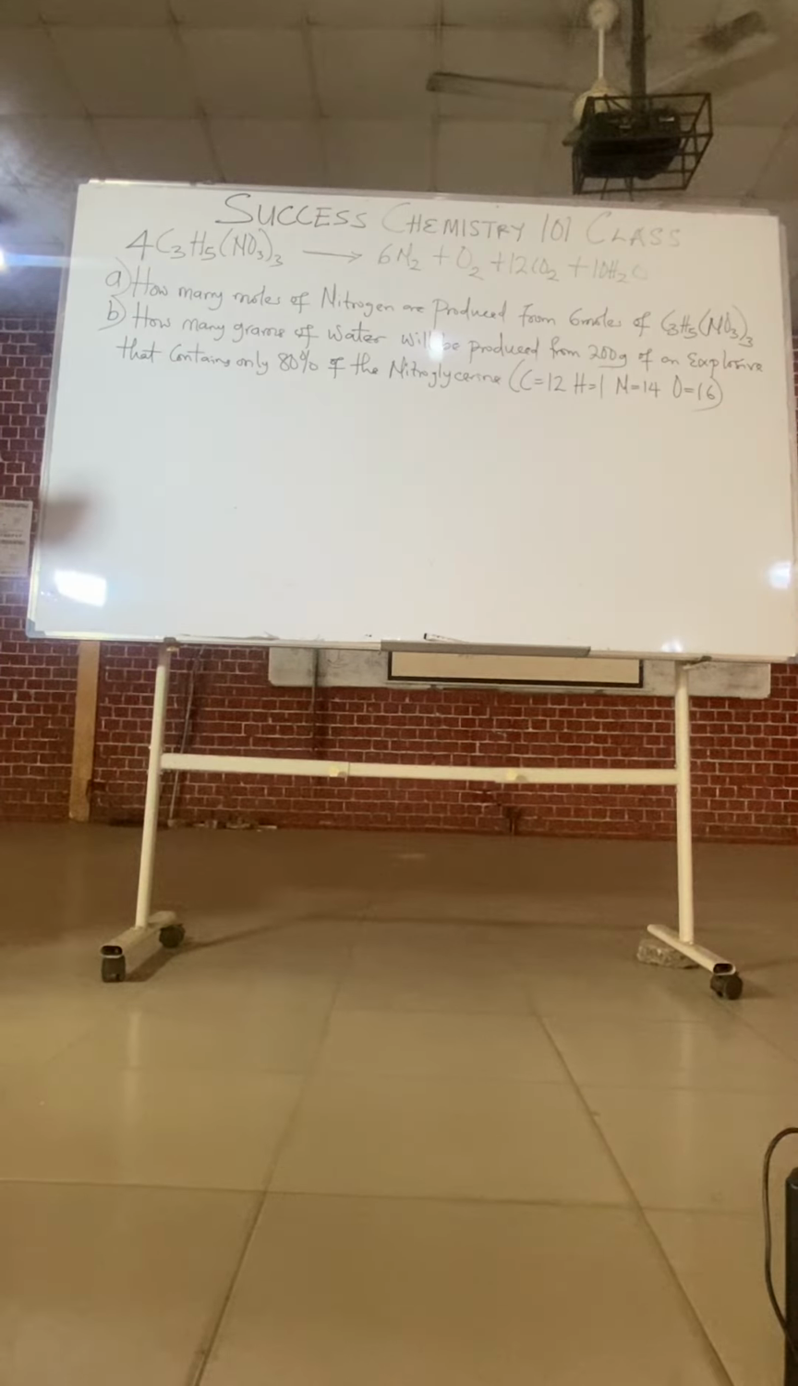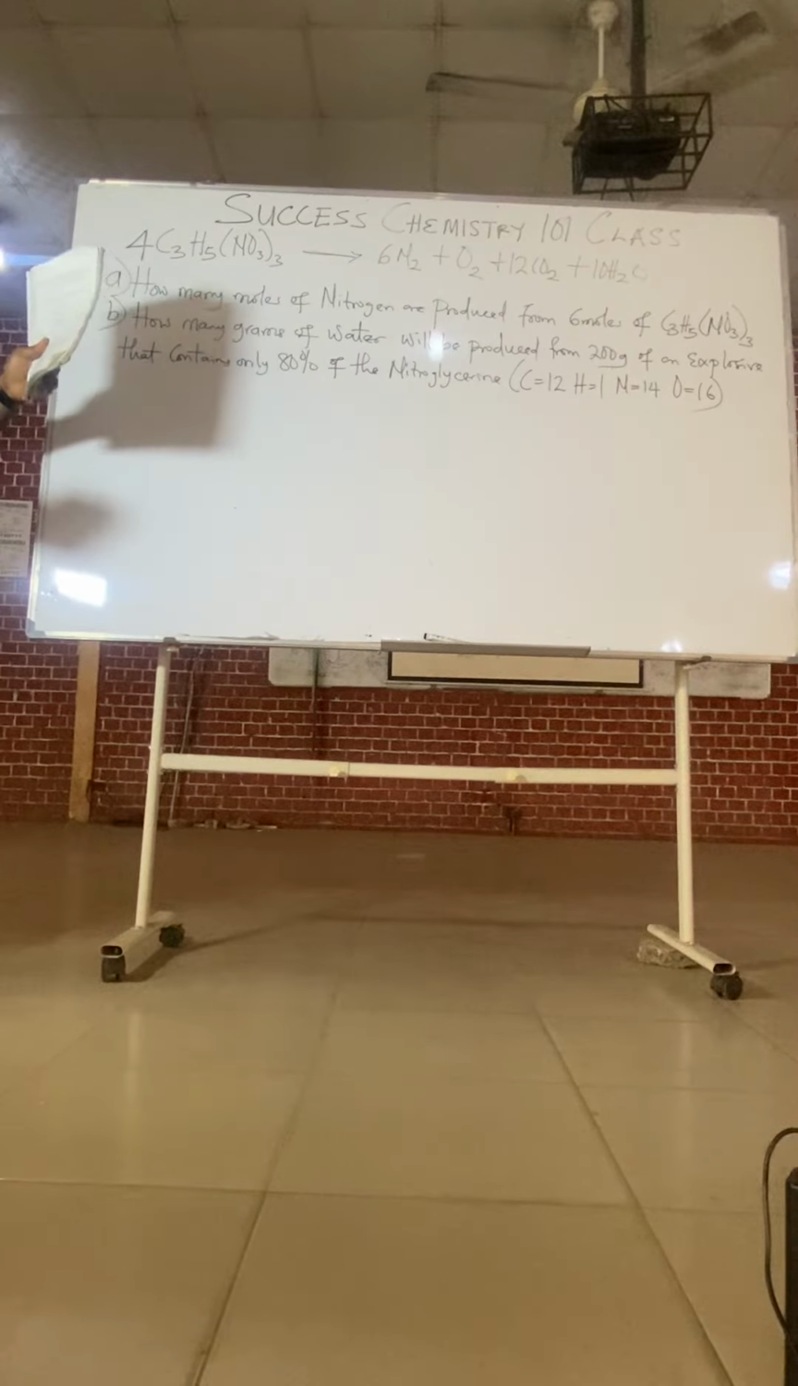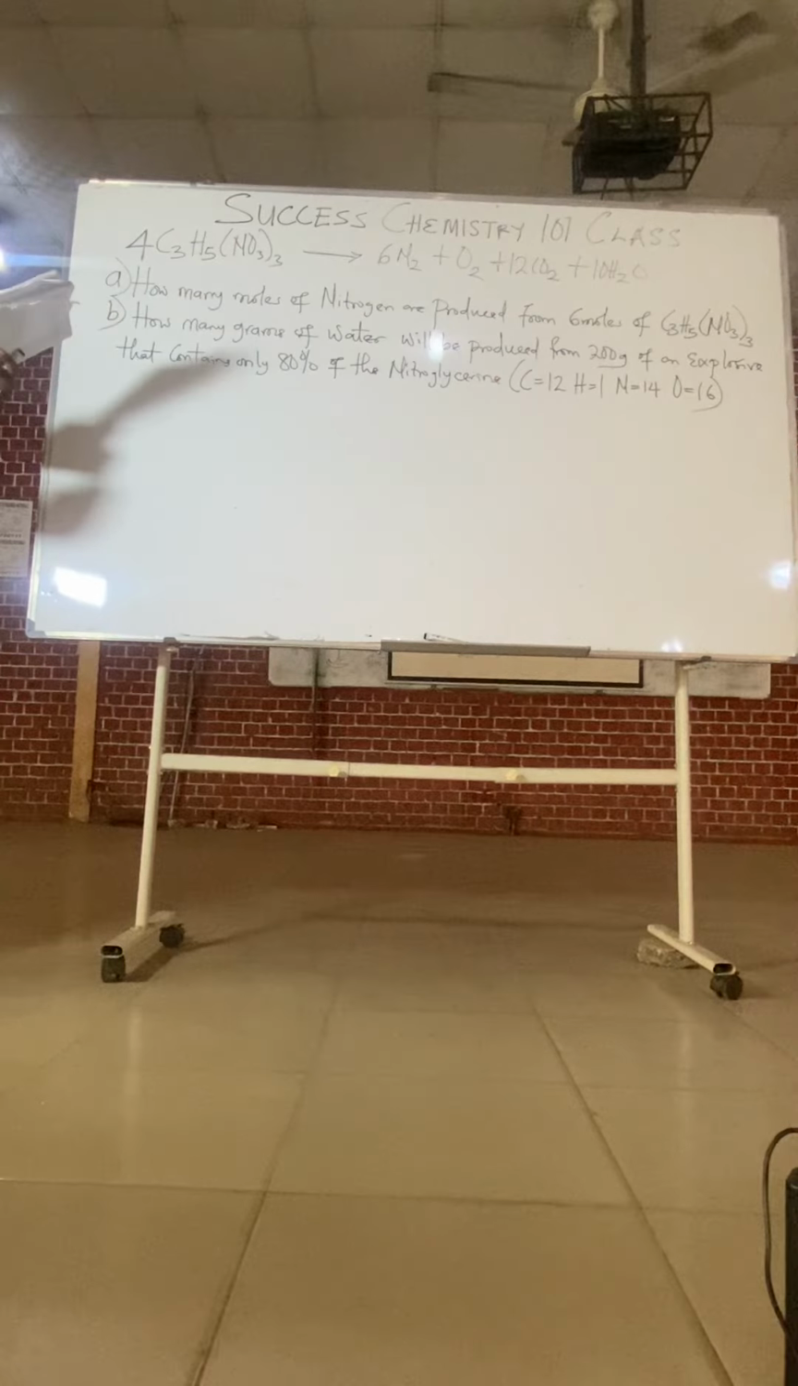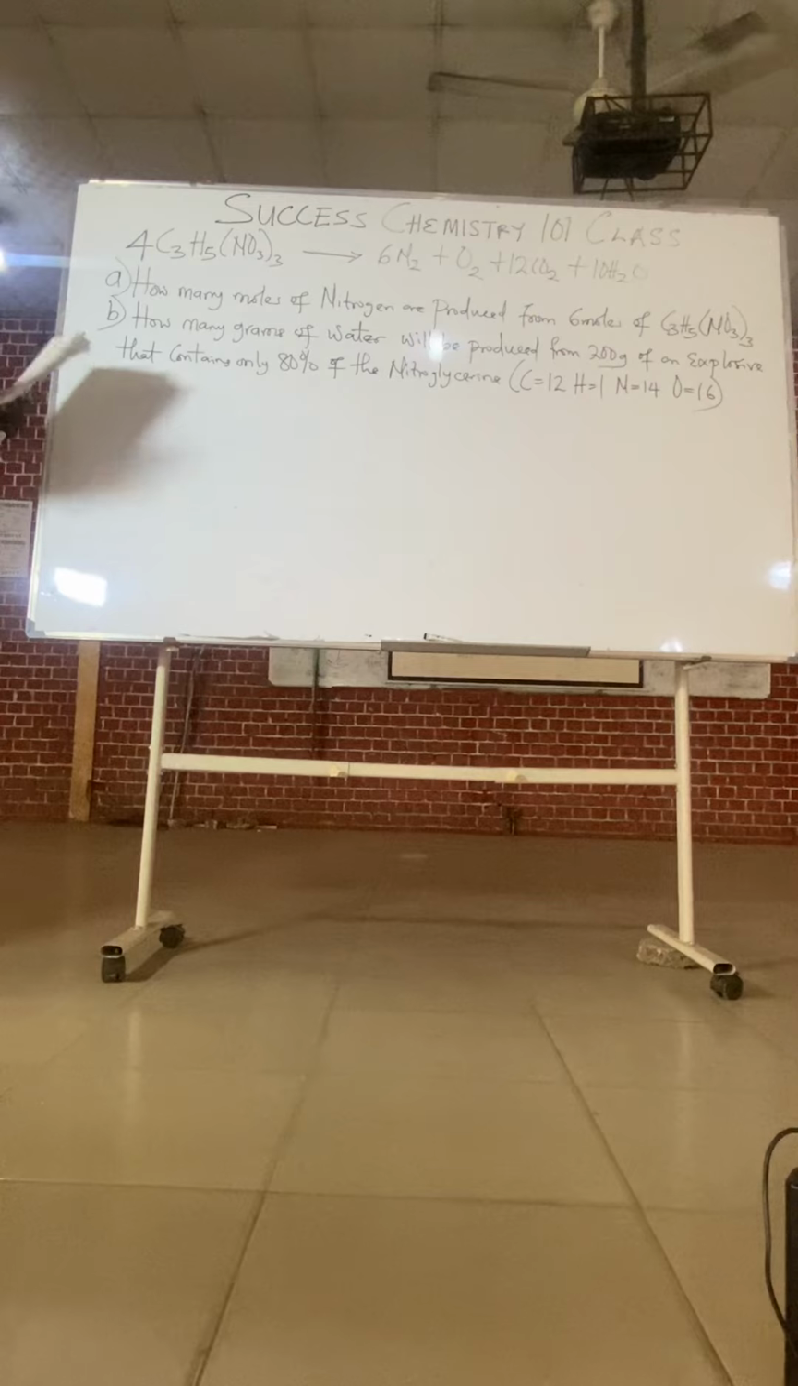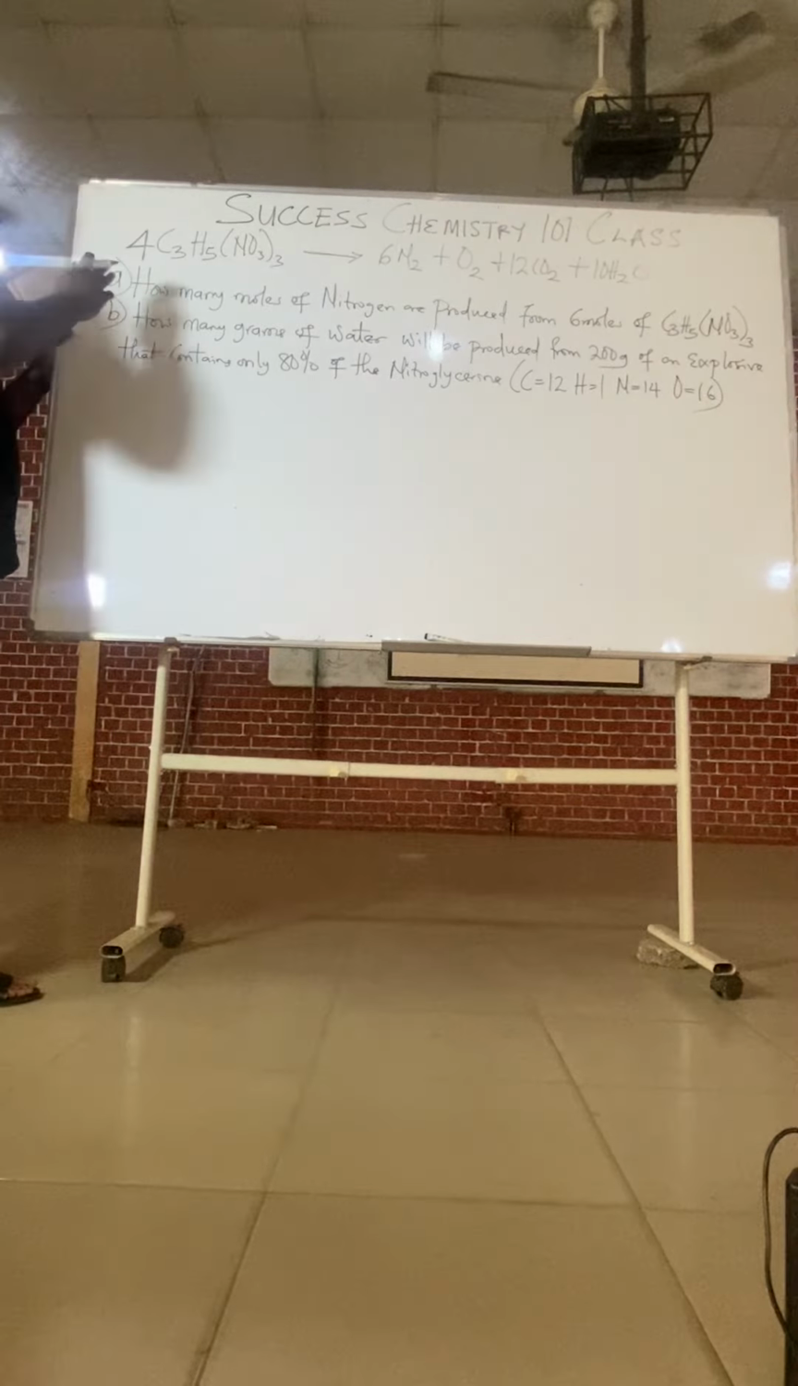How many moles of nitrogen are produced from 6 moles of C3H5N3O9? Now listen up. How many moles of nitrogen are produced from 6 moles of C3H5N3O9? Now, from the balanced equation, from the balanced what? As usual, you start from the balanced equation. Class, first of all, the first thing you do is pick the reaction.